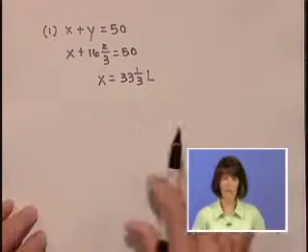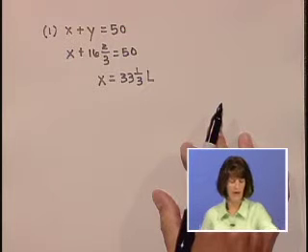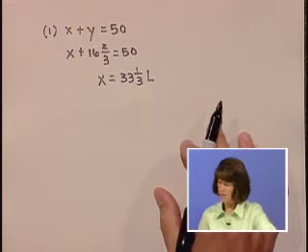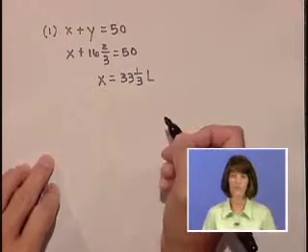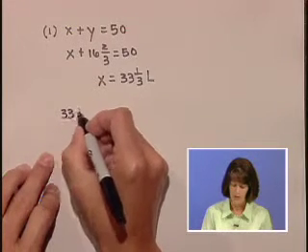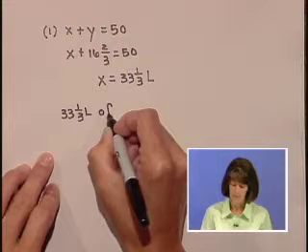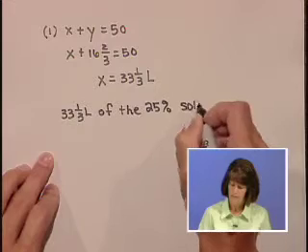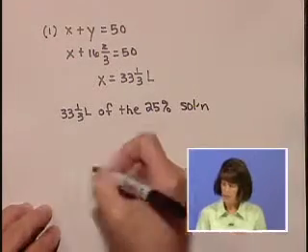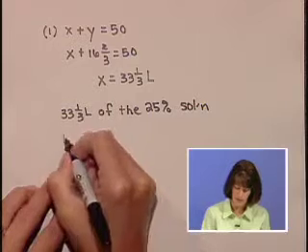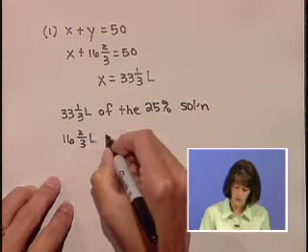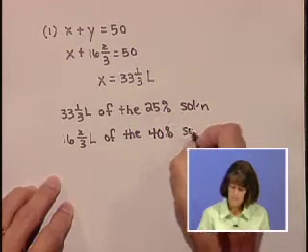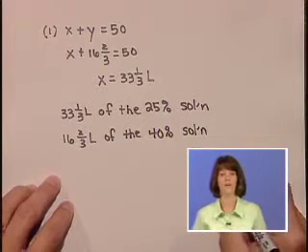Now let's go ahead and make sure we've answered the question that's asked. Well, how much of the 25% solution and how much of the 40% solution were needed? We had originally defined x as the amount of the 25% solution, and so we need 33 1/3 liters of the 25% solution. And we correspondingly then need the 16 2/3 liters of the 40% solution. Now we're almost done.